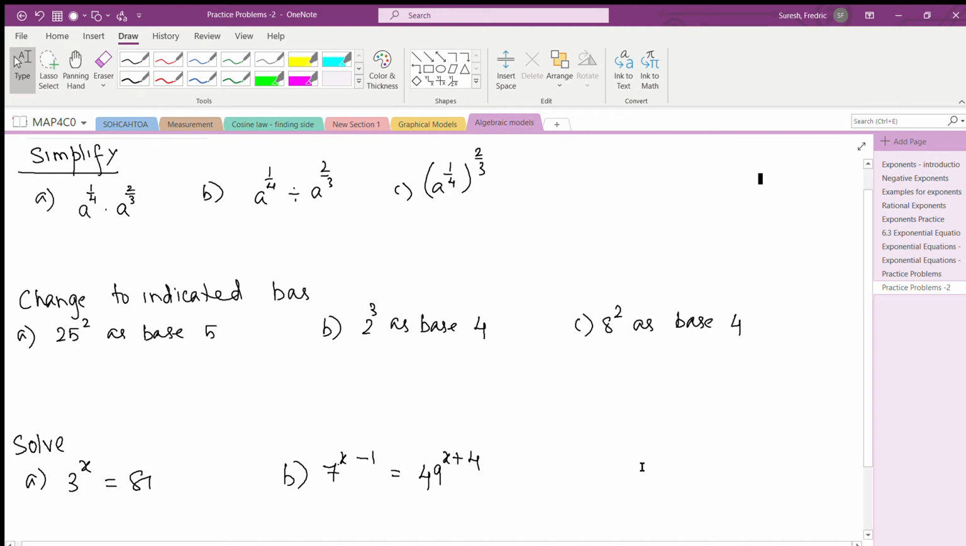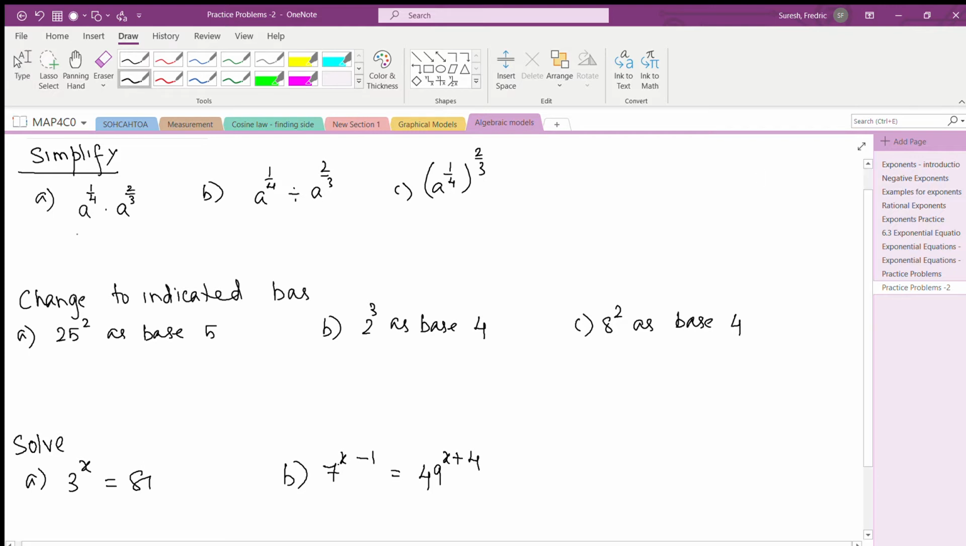Okay, guys, in this video, we are going to talk about more problems. This is from your text, kind of like textbook problems and very similar to your quiz questions. So we're applying exponent laws to rational exponents.